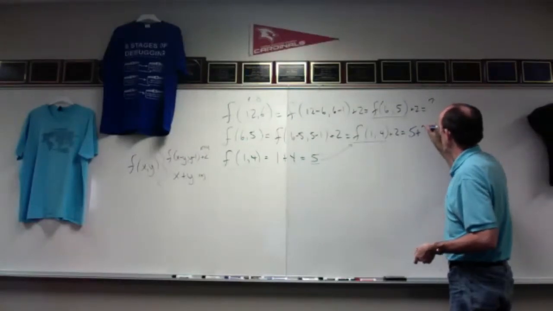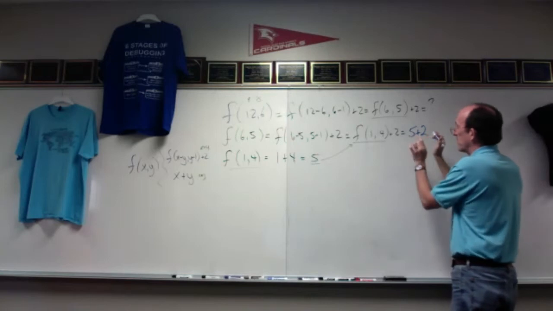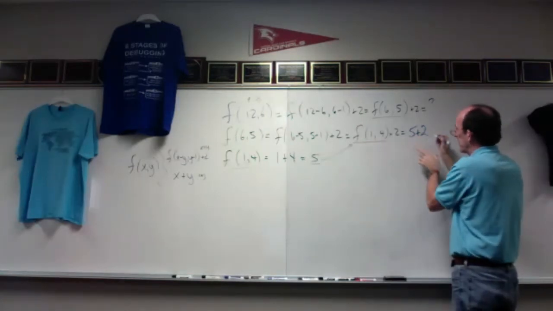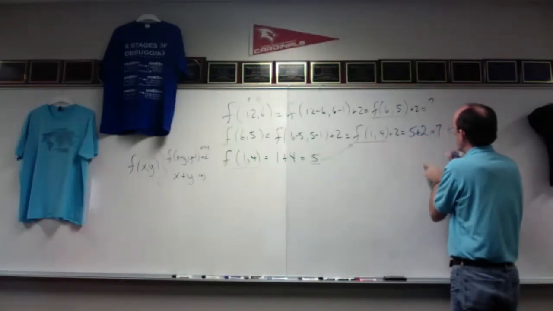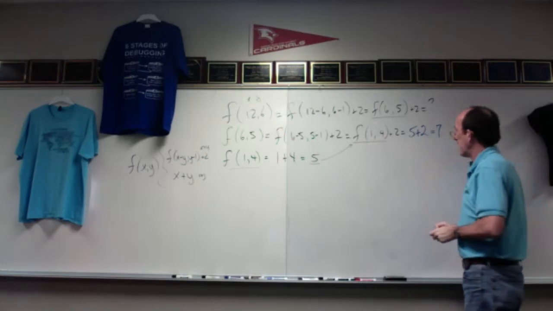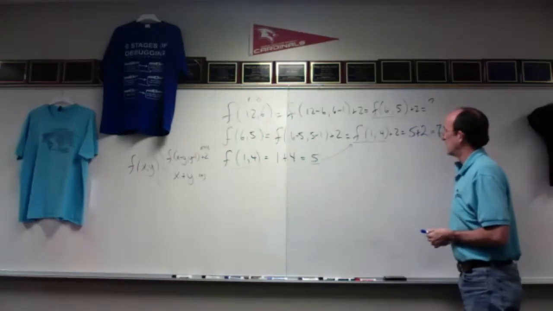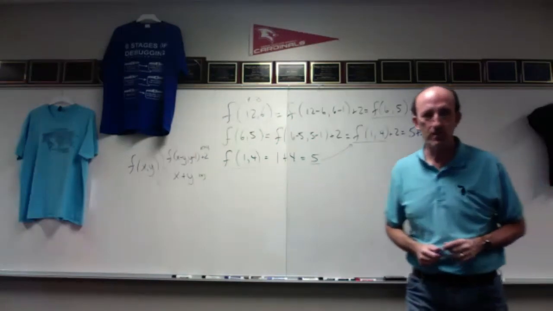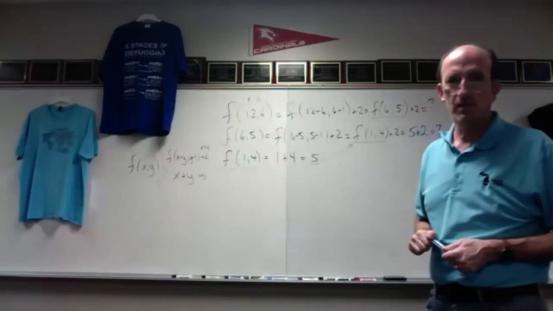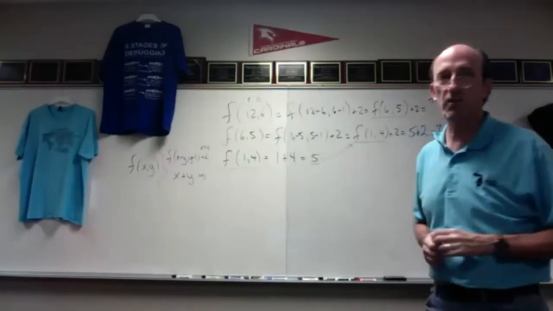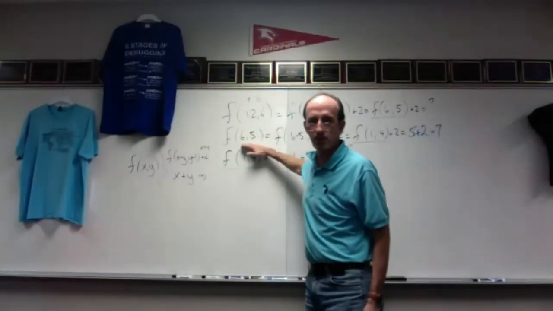You're supposed to write not f of 5, but f of 1,4 becomes 5 plus 2. 5 plus 2 equals 7. And what's 7 the answer to? F of 6,5. 7 is the answer to f of 6,5.